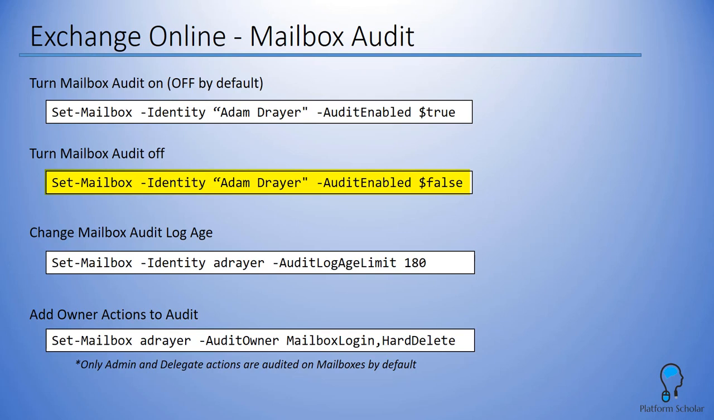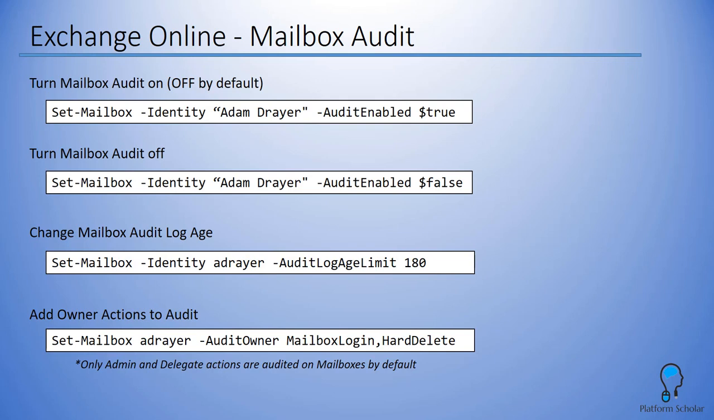You can also use this command to turn off mailbox logging and to set the age limit of the log, and the default is 90 days. And with any of these logs, if you decrease the age of the log, you will lose data. So if you have an audit log age limit of 365 days and you change it to 180 days, you're going to lose everything past 180 days.